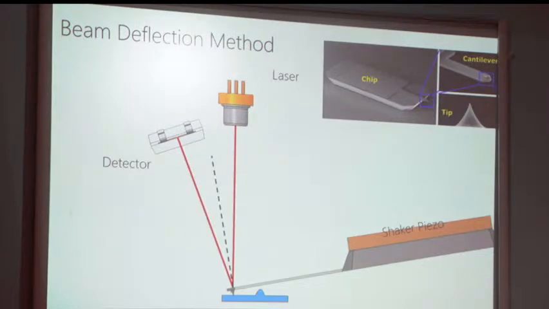Then the red laser falls on the back side of something called a cantilever. The cantilever looks like this. It's made up of a silicon chip. This part is called the base of the cantilever. This is the cantilever, and at the end of the cantilever, there is a sharp tip.